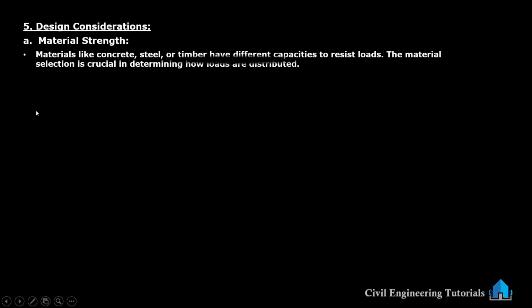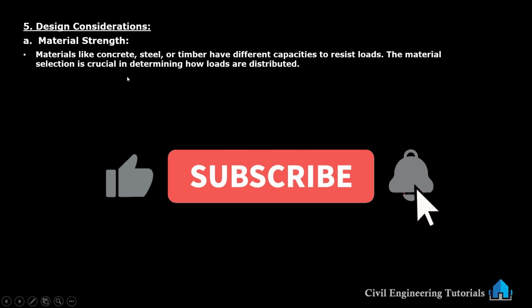Design considerations. Material strength. Materials like concrete, steel, or timber have different capacities to resist loads. The material selection is crucial in determining how loads are distributed.